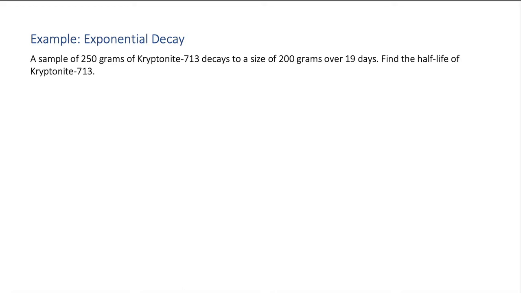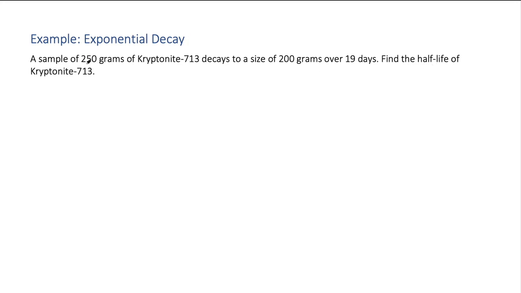A sample of 250 grams of kryptonite 713 decays to a size of 200 grams over 19 days. So we've got this radioactive substance, and we'd like to find the half-life of this substance, which just happens to be fictional. So we know that half-life is the amount of time it takes to cut in half.